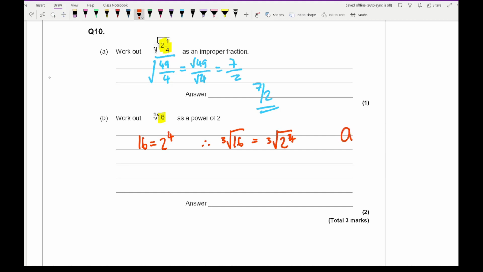And then remembering the rules of indices, so when you've got a fraction, the numerator is the power, the root is the denominator. So here I've got 2, the power is 4, and the root is 3, so it's 2 to the power of 4 over 3.